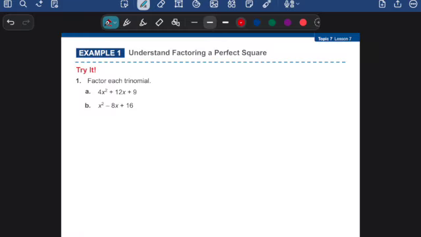So let's try. First, we're going to check, is this a perfect square trinomial? This is always a good first thing to do. When you get a trinomial to factor, look for the special cases first. So let's see. I recognize 4x squared is a perfect square. It's (2x) squared. And I know 9 is a perfect square. It is 3 squared. So there's my a and my b.